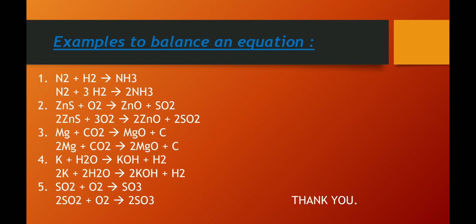Now the last example is SO2 plus O2 gives SO3. Here on the reactant side, the number of oxygen atoms is 4, and the number of oxygen atoms on the product side is 3. So it is an unbalanced equation. So after making the same number of atoms of each element on both sides, it gives 2SO2 plus O2 gives 2SO3.